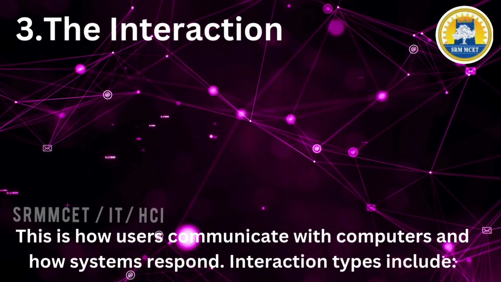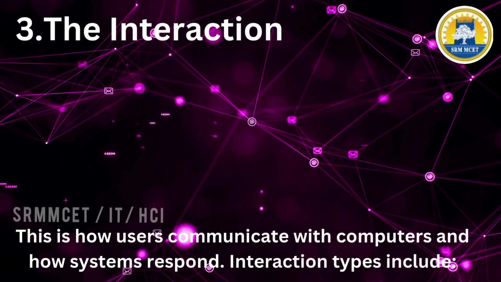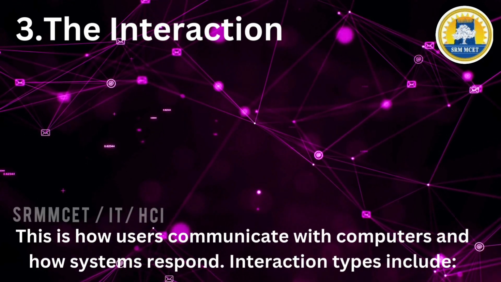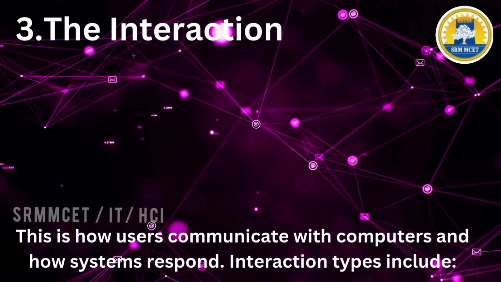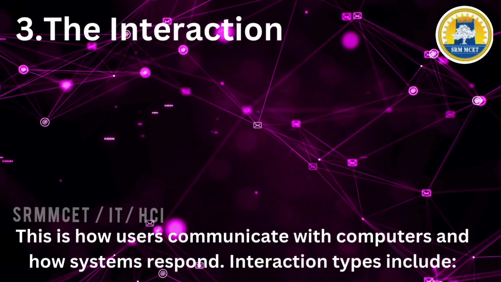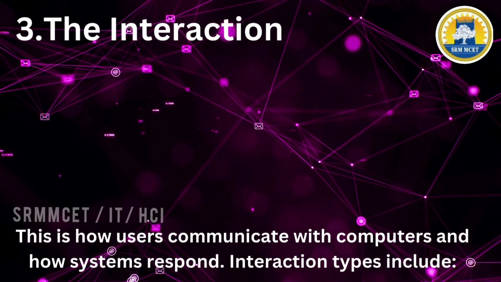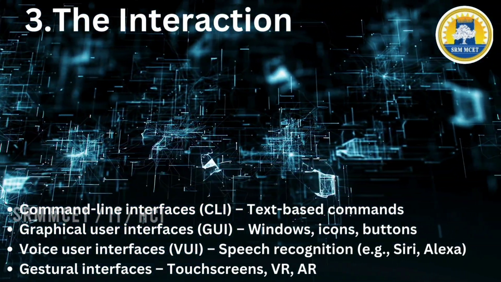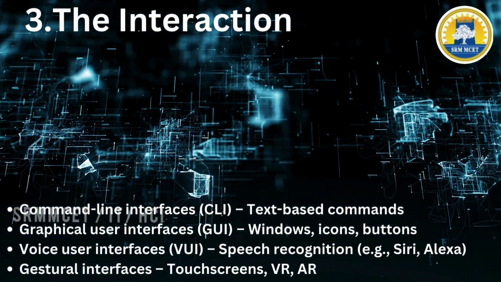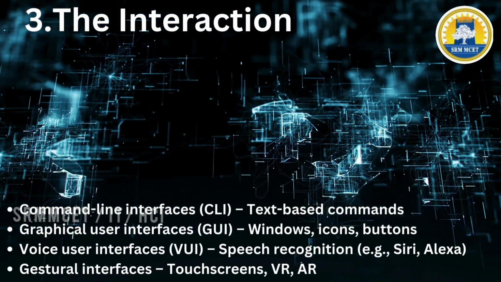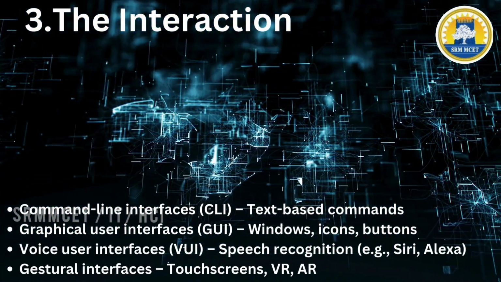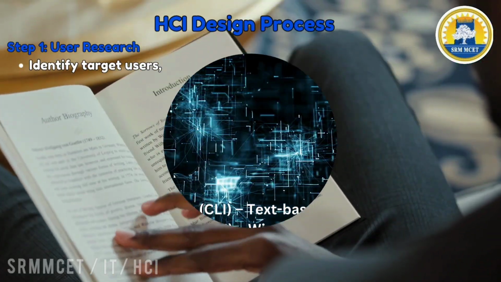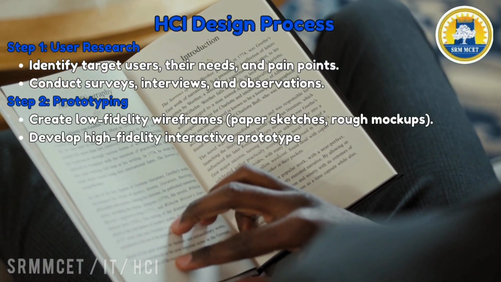The third key component is the interaction. This is how users communicate with computers and how systems respond to it. The interaction includes the following types, where we are going to check CLI, GUI, VUI, and gestural interfaces. Command line interface is text based commands, then graphical user interface, and the gestural interface includes virtual reality, augmented reality.